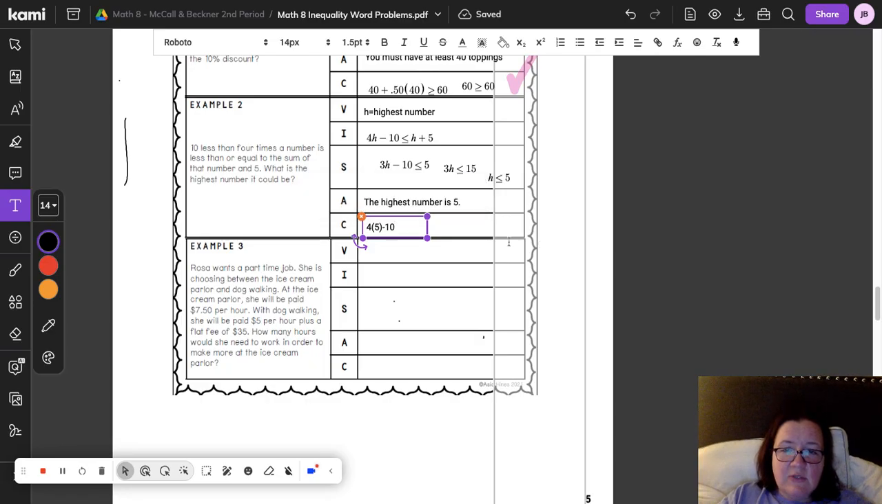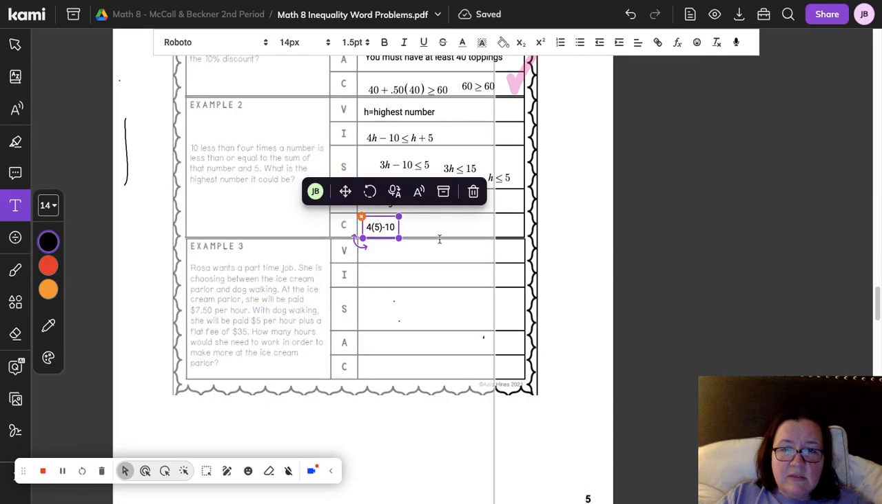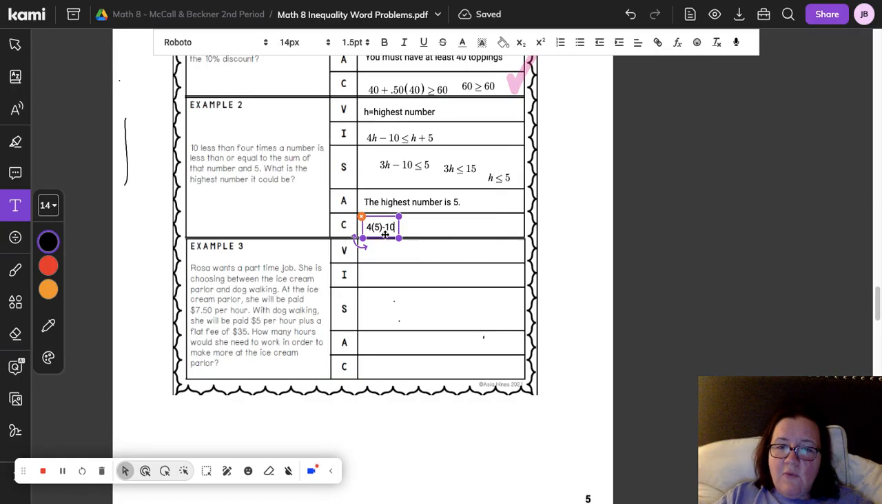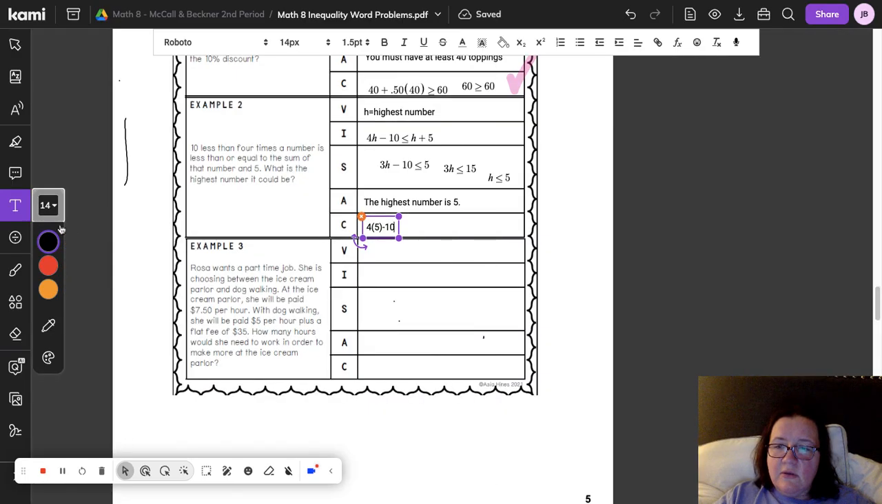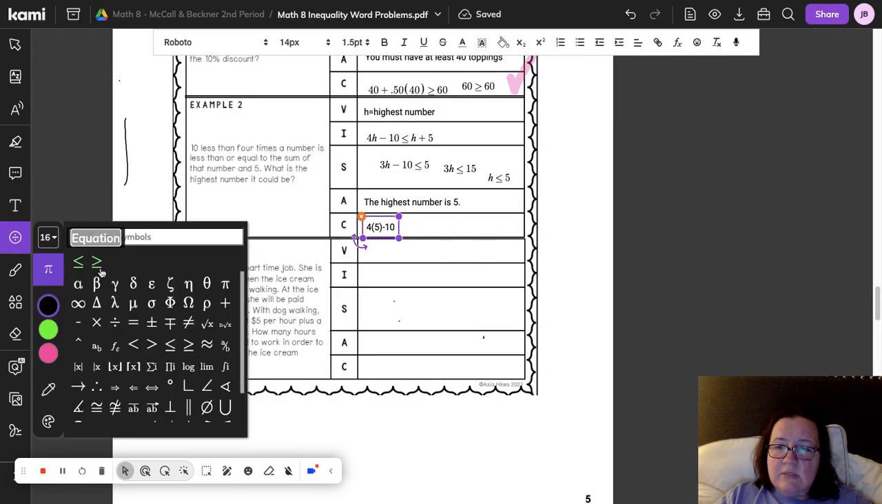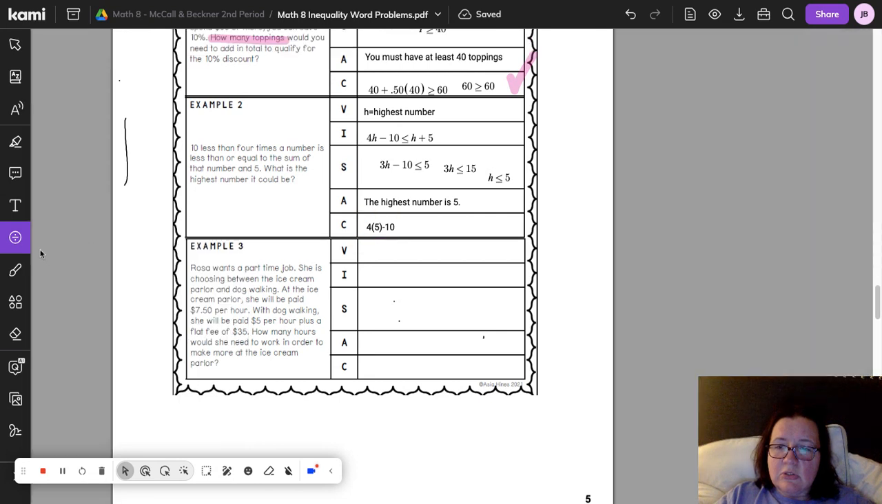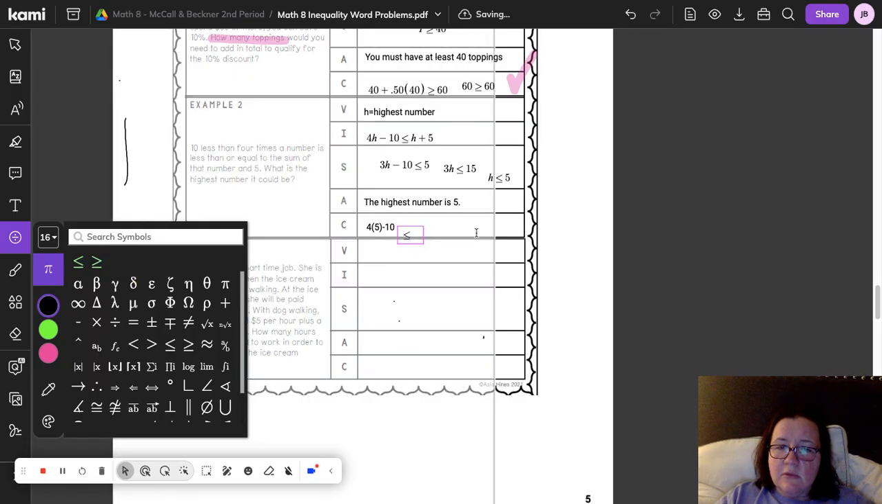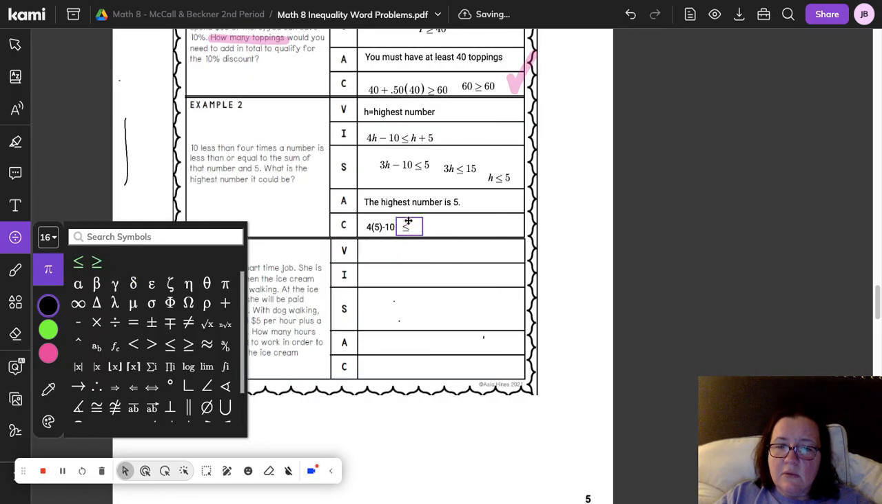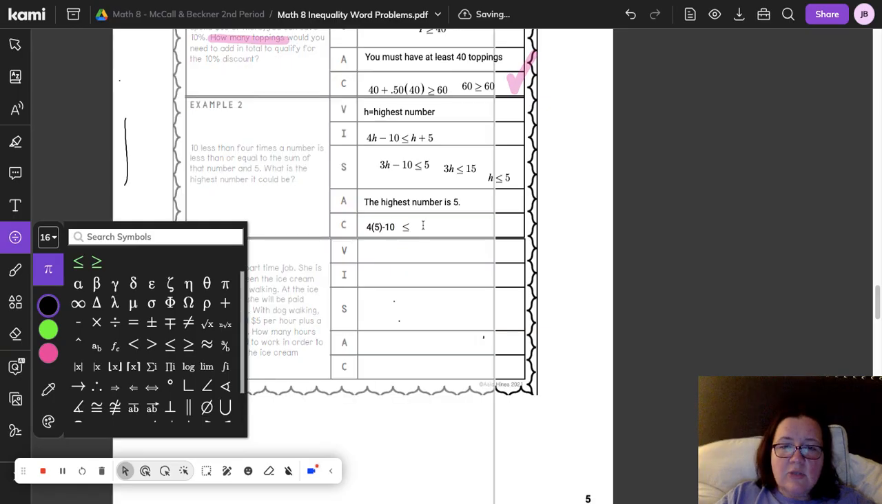So 4 times 5 is 20 minus, oops, we need the other side too. 4 times 5 minus 10 is less than or equal to, let's get our little equation symbols. Where'd it go? Less than or equal to h plus 5.